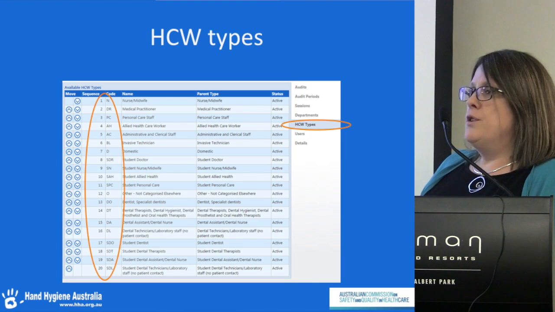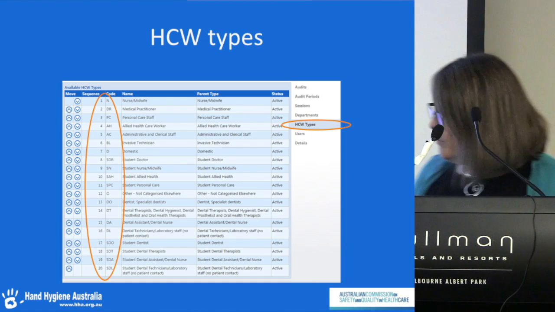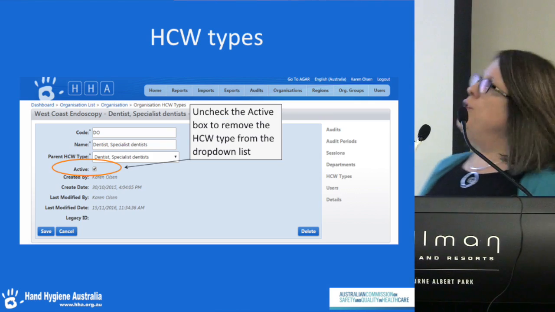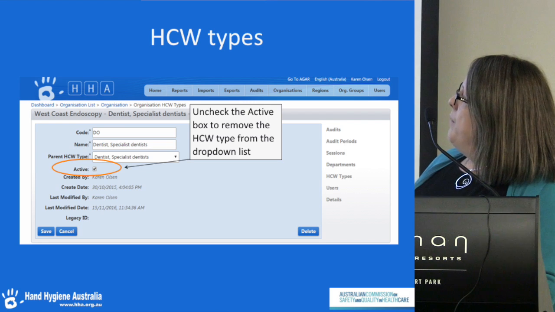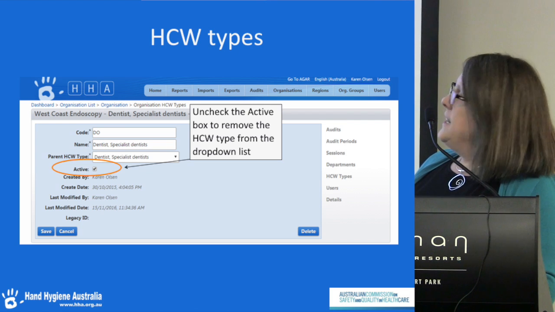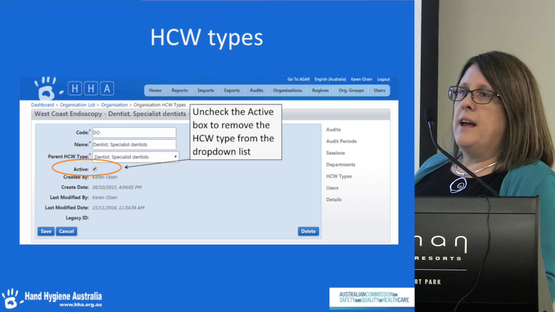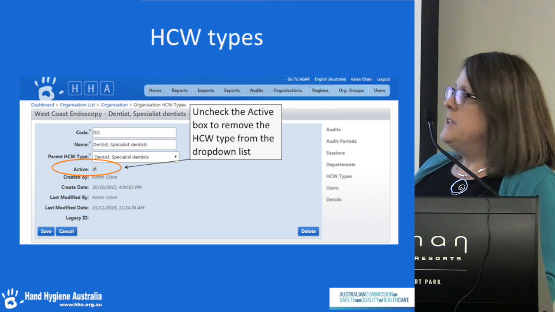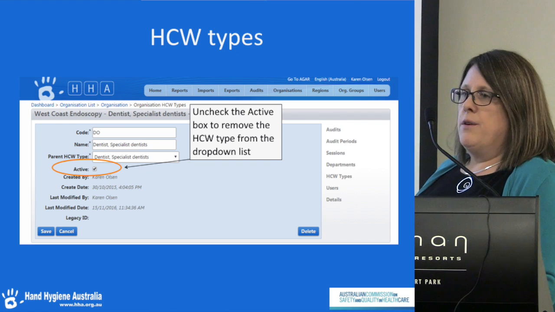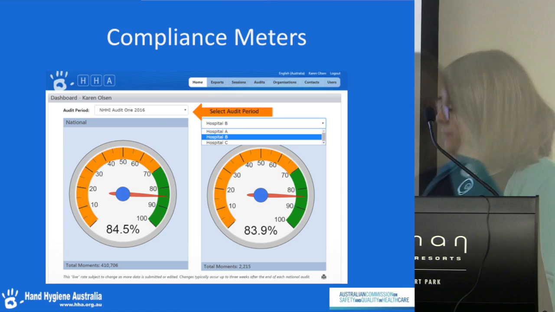So if some of those are not relevant to you, you can click onto the name of the healthcare worker type and you can inactivate it. And that will remove it from the list. If there's any data that's ever been collected for that healthcare worker type, you can't delete it. If there's no data, you can delete it, but it's still probably a better option to inactivate it and leave it there as an option if you want it later on.